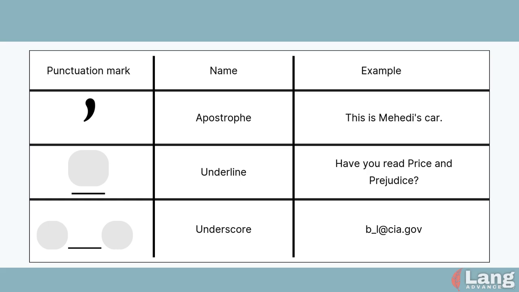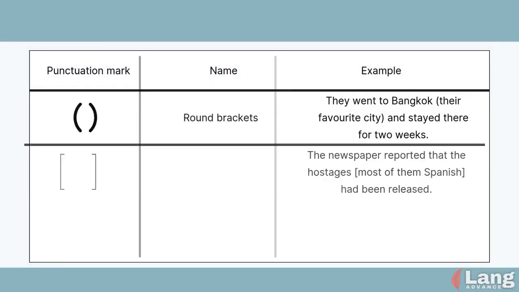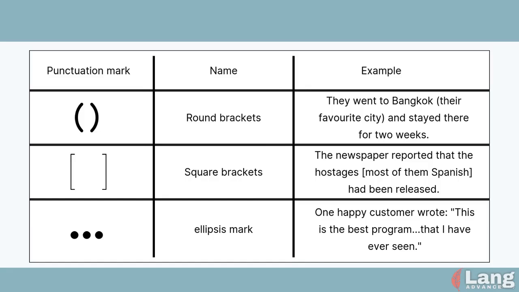Underline. Have you read Pride and Prejudice? Underscore. b_i@cia.gov. Round brackets. They went to Bangkok (their favorite city) and stayed there for 2 weeks. Square brackets. The newspaper reported that the hostages, most of them Spanish, had been released. Ellipsis mark. One happy customer wrote, "This is the best program that I ever seen."